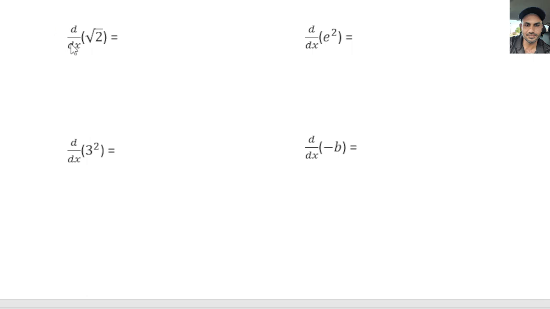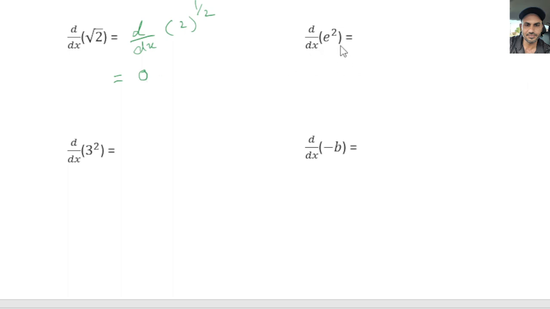So here we have a square root of 2. I'm going to simplify this a little further. So d over dx of square root of 2, I'm going to write 2 as 2 to the 1/2. Okay, that's what square root means. So still a number. This is going to be 0.